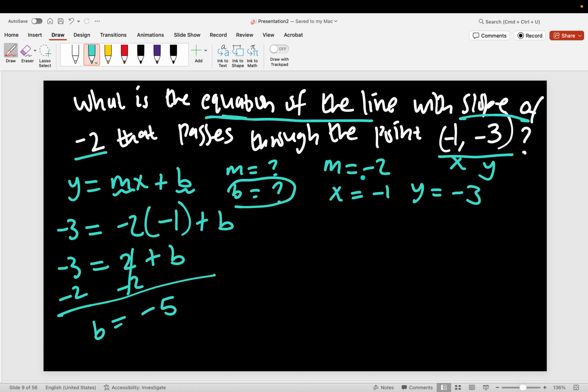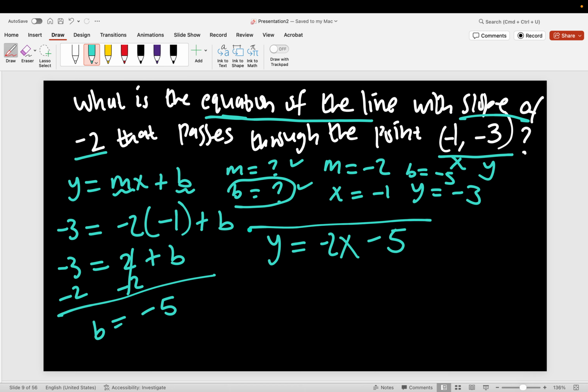Now I have m, I have b also. So I have both of these. So then I have my equation. But instead of m, I'm going to put -2. And instead of b, I'm going to put -5. And this is the equation of my line.